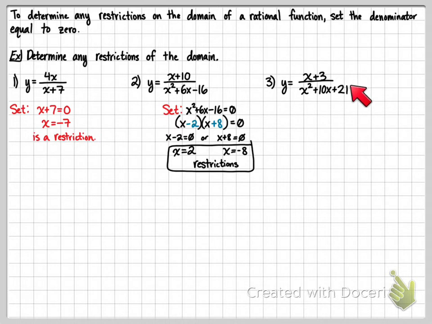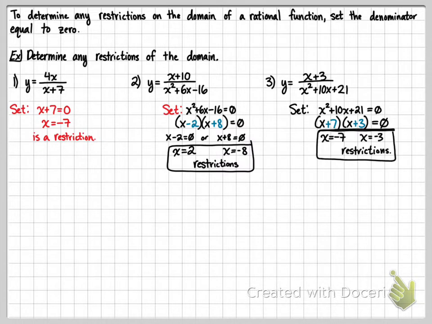Looking at number 3, we're going to set the denominator equal to 0. Again, we have to factor that. So x plus 7 times x plus 3 is the factored form, and we set that equal to 0. We split each one off, so x plus 7 equals 0 and x plus 3 equals 0. So x equals negative 7 and x equals negative 3, and both of those are restrictions.